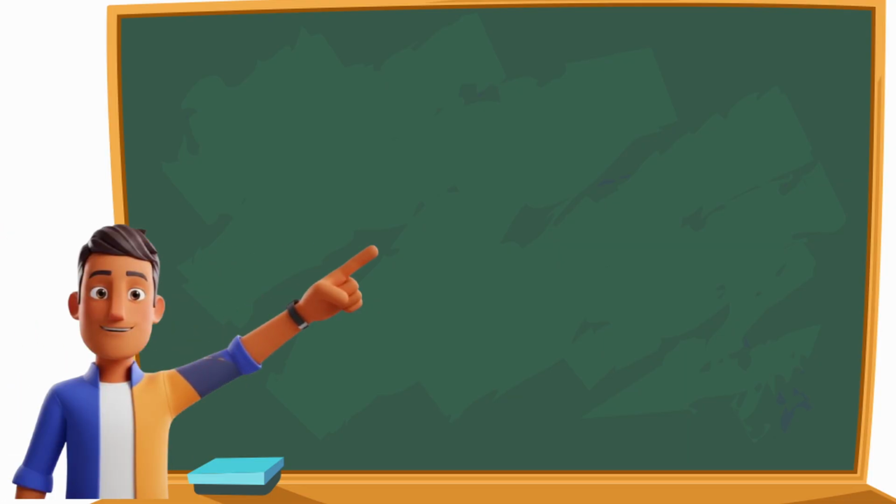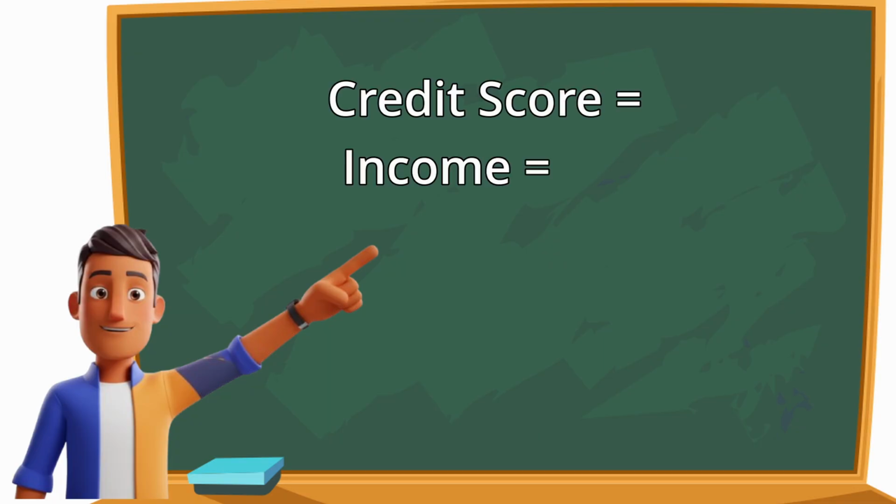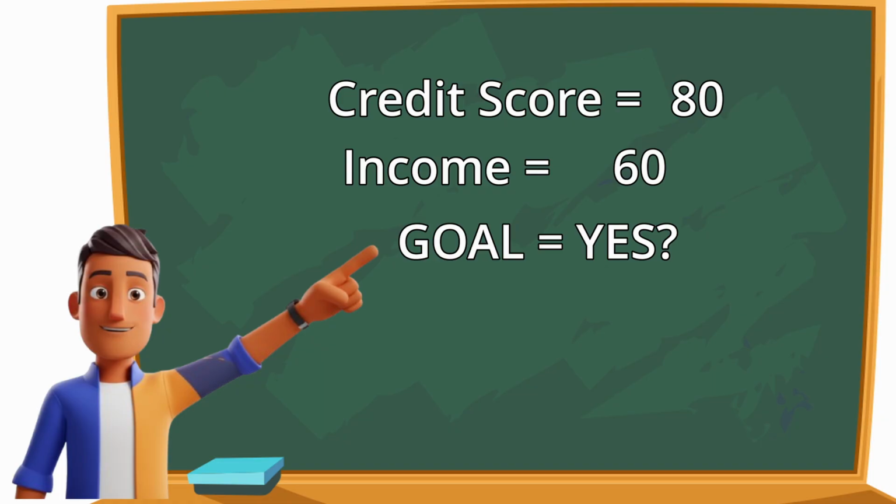Here's the setup. We'll give the network two inputs, credit score and income. For Alex, that's a credit score of 80 and an income of 60,000, which we will just represent as 60. The goal: output yes if he should get a loan, no if he shouldn't. Simple idea, but let's see how a neural network turns those two numbers into a decision.